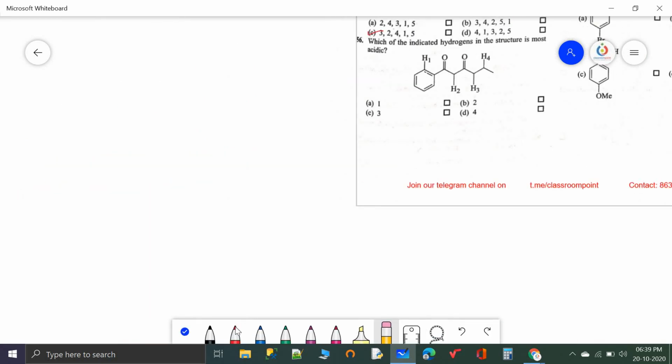Let us see the 56th question now. Now let's solve the 56th question. Which of the indicated hydrogens in this structure is most acidic? So we have to find out the acidic hydrogens. First of all, I will write the molecule here. So this is the first hydrogen, second, third, fourth hydrogen.